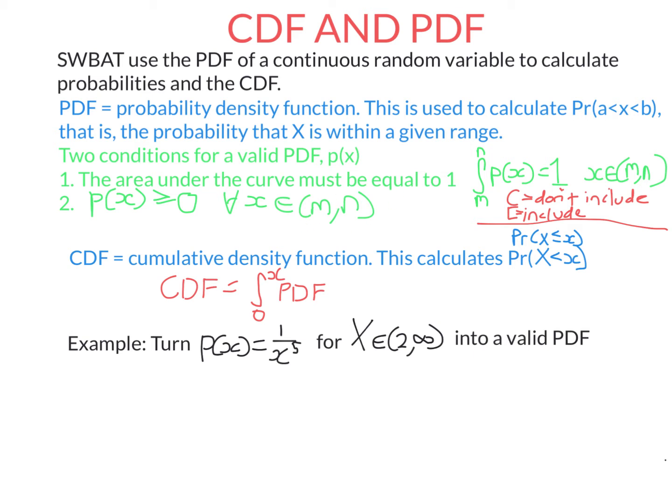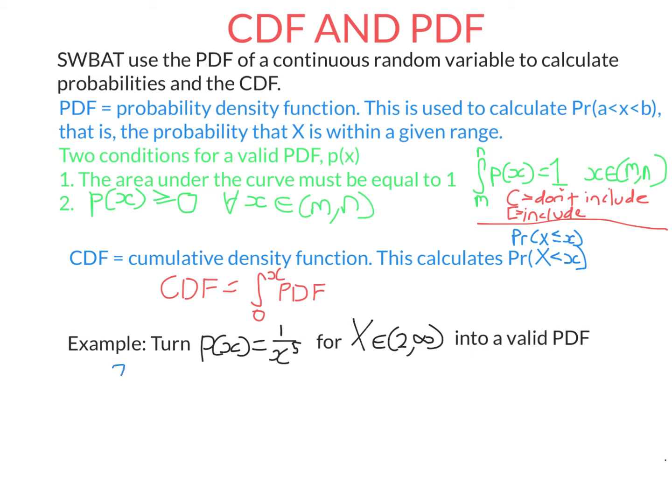All right, let's put all this into practice. So we're going to start by turning this function here into a valid PDF. So let's check if it satisfies the two conditions. So firstly, looking at the second condition, that's already satisfied. You see here, this says x is between 2 and infinity. It just means x is greater than 2. If I substitute a number greater than 2, a positive number, into this formula, I will get a positive answer. Positive number to the power of 5 is positive. 1 divided by a positive number is positive. So the second condition is satisfied.